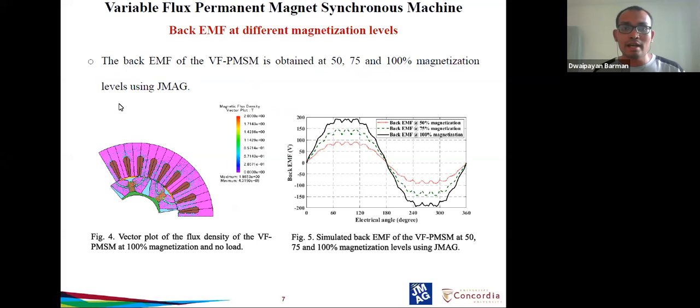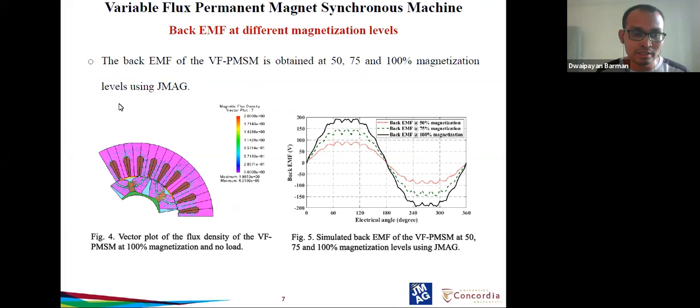So at 50, 70, and 100% magnetization level, the back EMF of the variable flux PMSM are obtained using the JMAG software. And we can see as the magnetization level increases, the magnitude of the back EMF also increases.